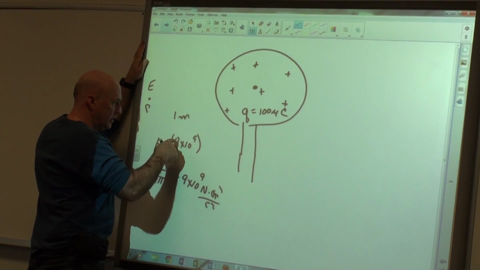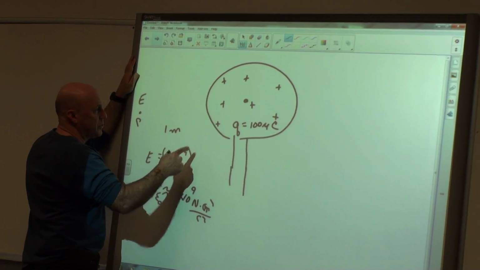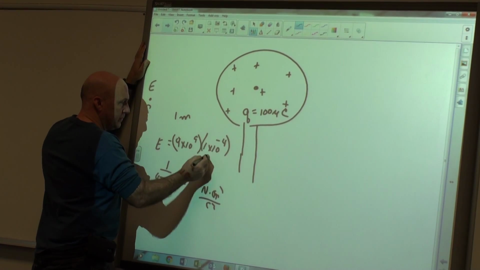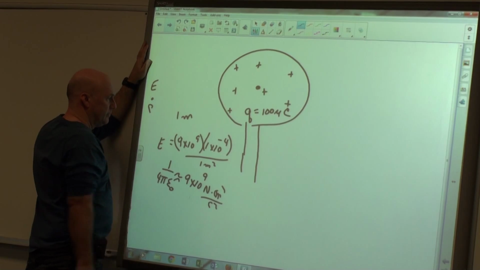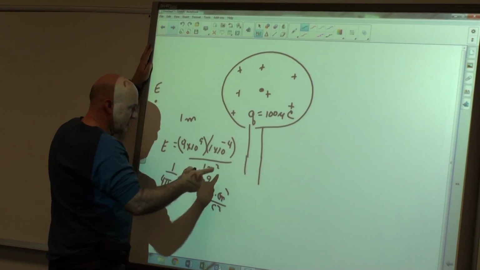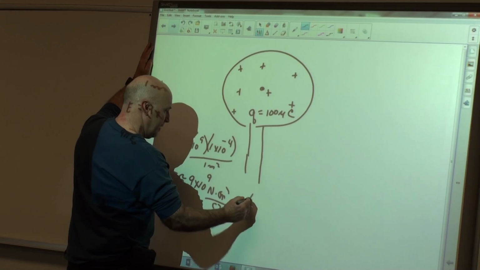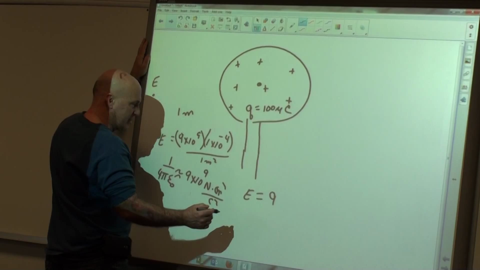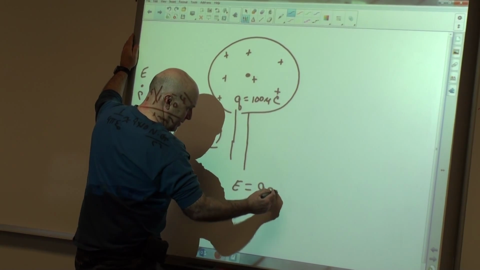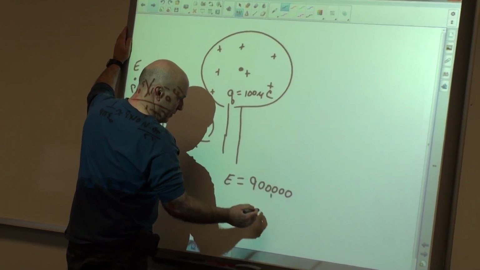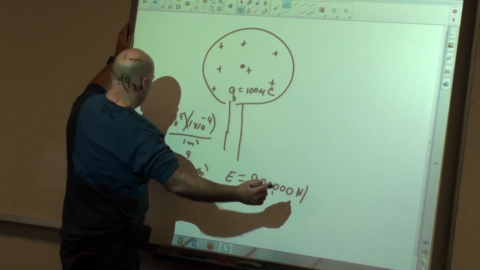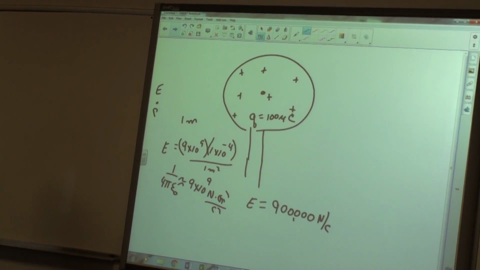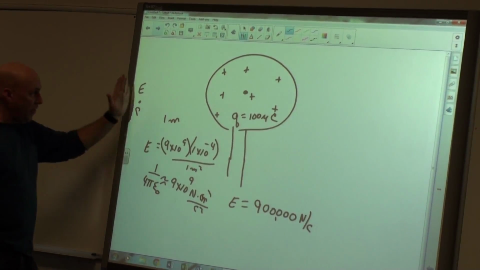Okay, so K times Q, 100 microcoulombs, is 1 times 10 to the minus 4, I think, all divided by 1 meter squared. So 9 times 1 is 9, 9 minus 4 is 5, so E for this thing is 9 with 5 zeros after it. So 900,000 newtons per coulomb. That's the units, newtons per coulomb. They didn't name it anything special. So that's the electric field that far away.